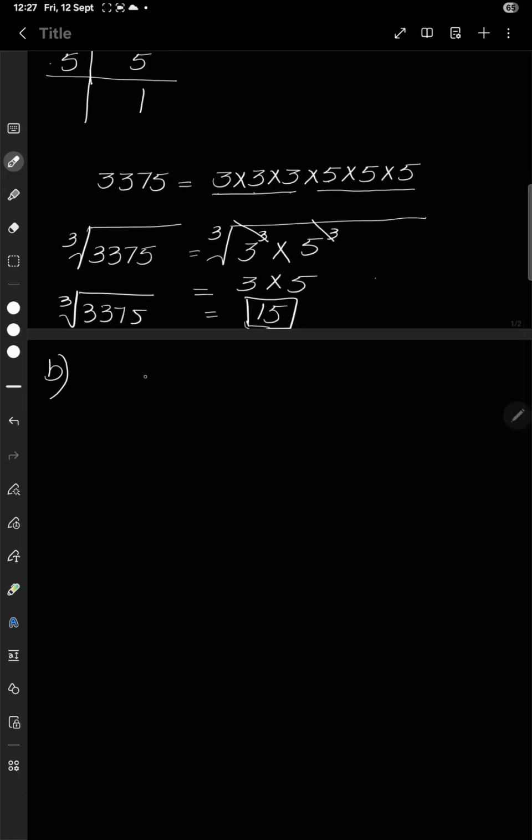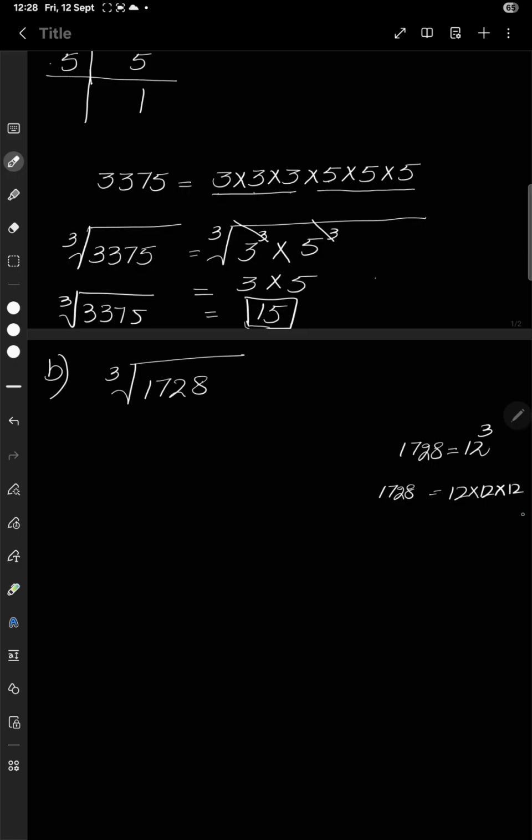And in B part, the question is find the cube root of 1728. If you have memorized the cubes of numbers 1 till 15, you all know that 1728 is equal to 12 cube. Means if I multiply 12 three times, I get the answer 1728.